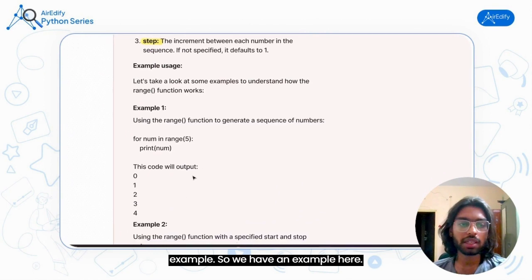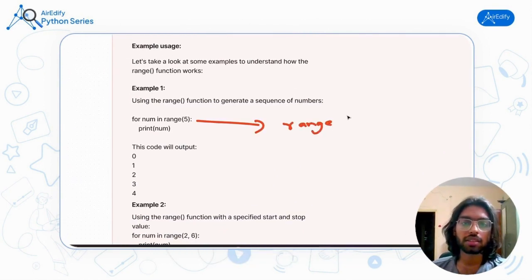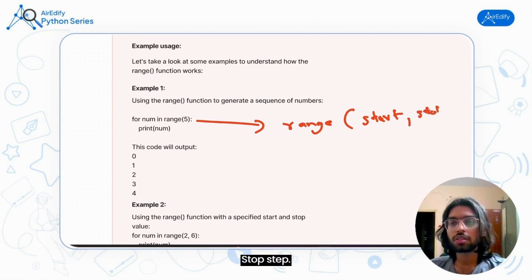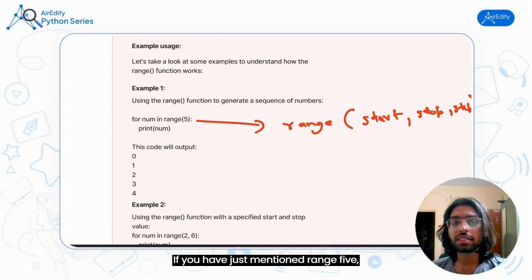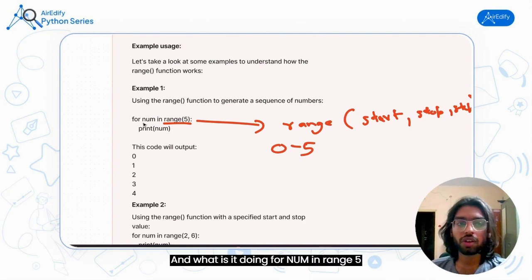So we have an example here. You can understand range as start, stop, step. If you have just mentioned range 5, that means your range is from 0 to 5. And what is it doing? For num in range 5, which means 0 to 5, print num.